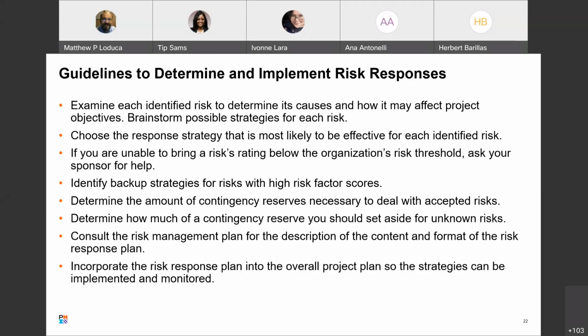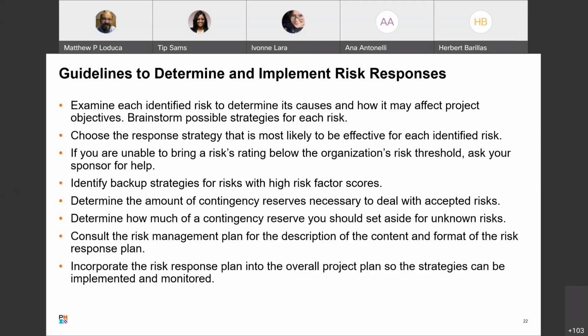Consult the risk management plan for the description of content and format of the risk response plan. So when you're putting together your risk response plan, you want to go back and look at your risk management plan because it told you how you should format all of that. That's essentially what they're telling you here. Incorporate the risk response plan into the overall project plan so the strategies can be implemented and monitored. So that risk response plan, generally speaking, goes into the project management plan along with the risk management plan.